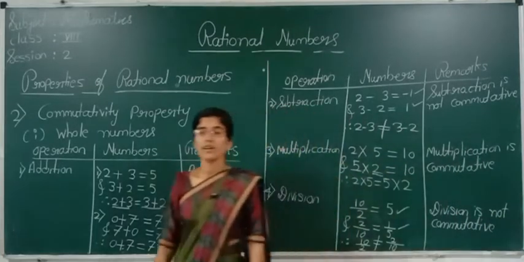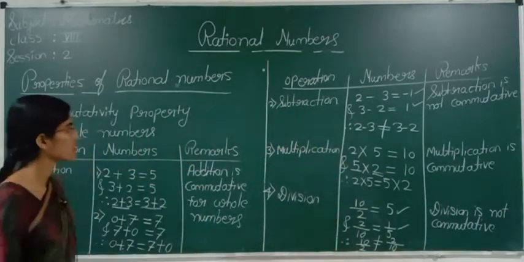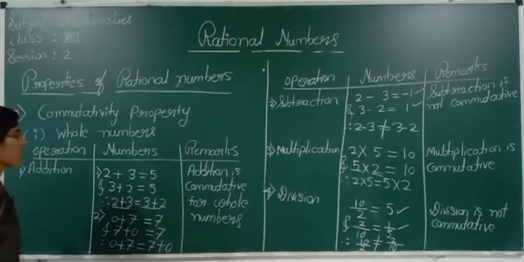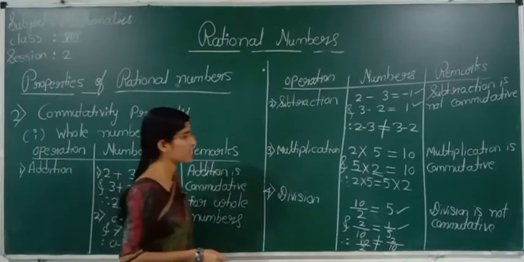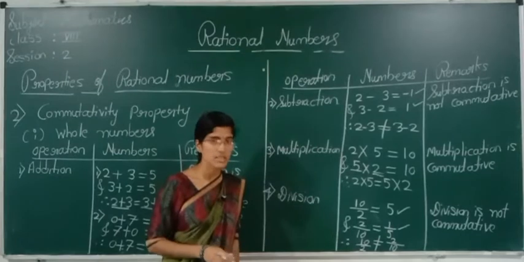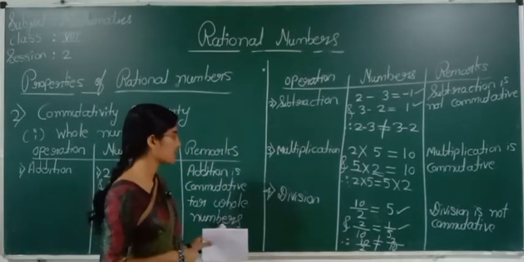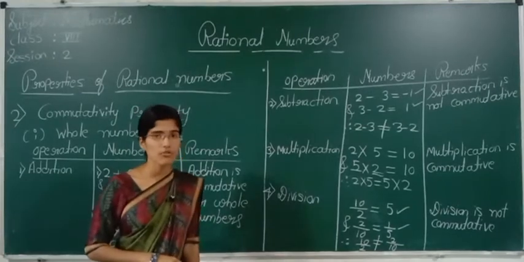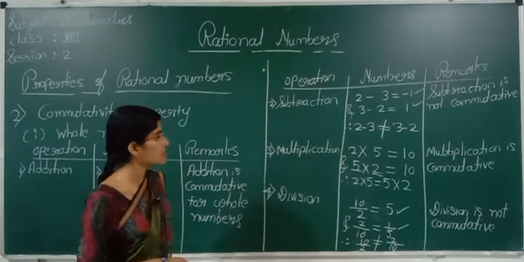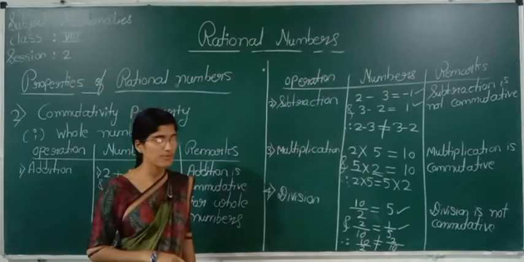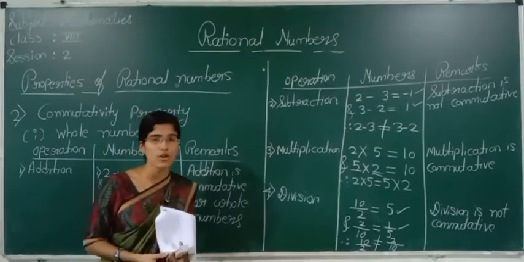What have we got here? Final conclusion: addition and multiplication are commutative for whole numbers, but not subtraction and division. In the same way, we will see for integers.